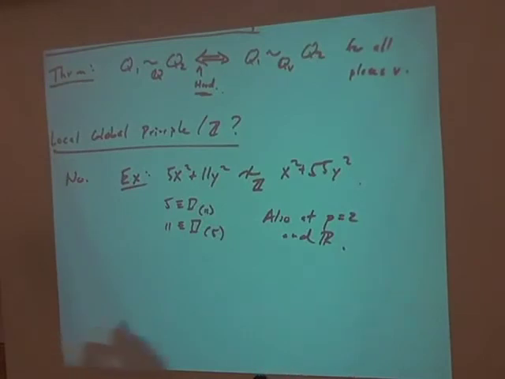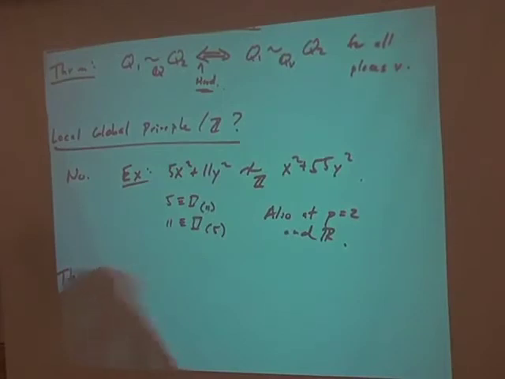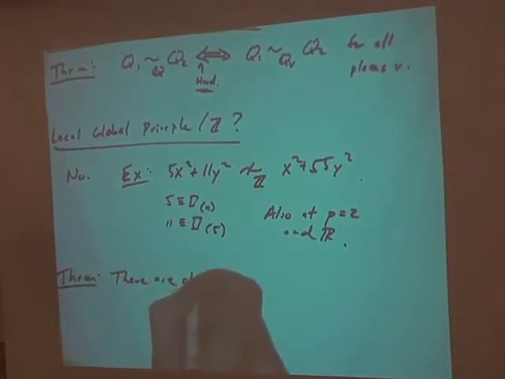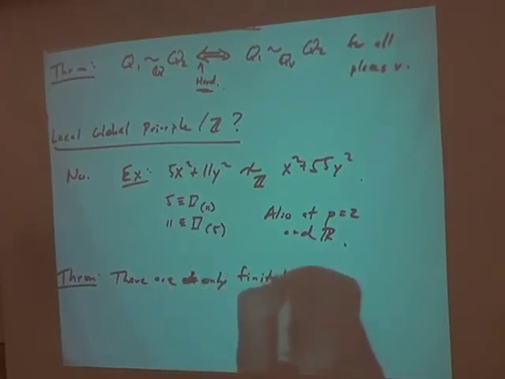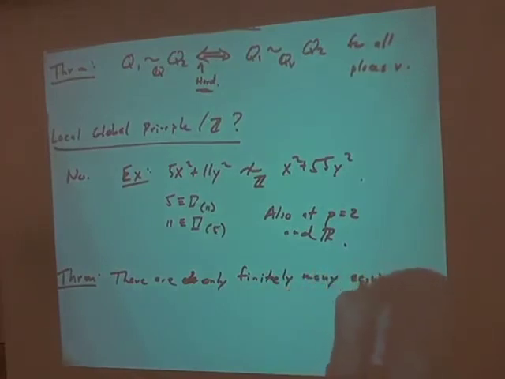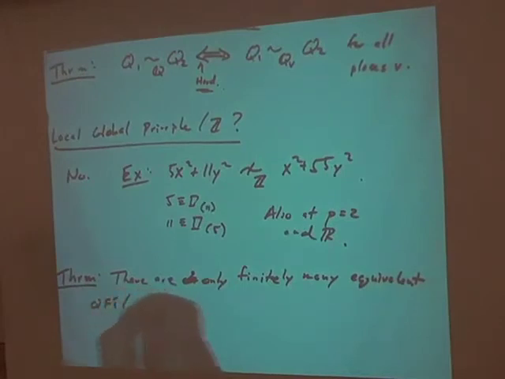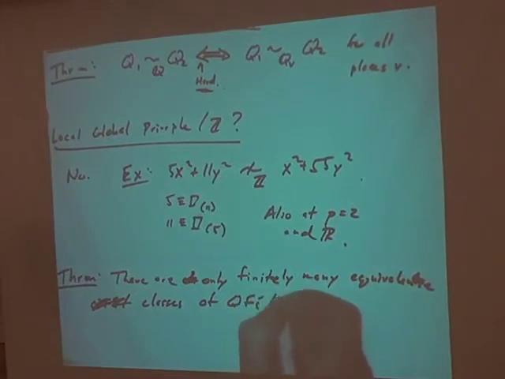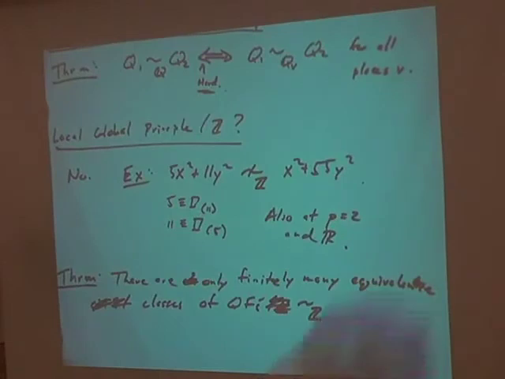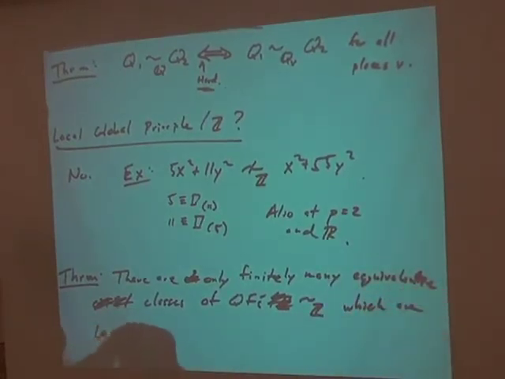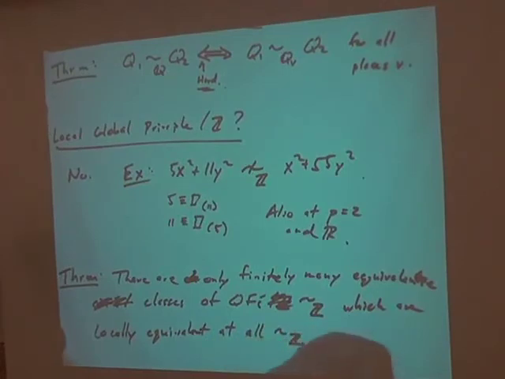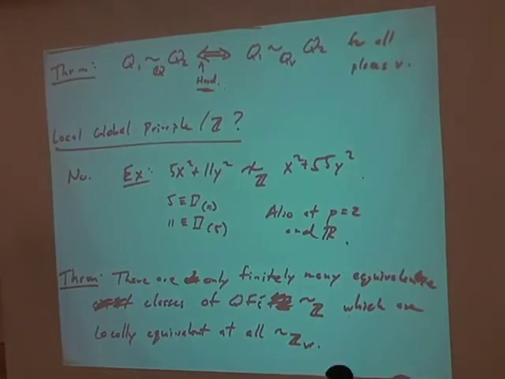Because you want to use local information to assemble information about the integers, but there's a theorem that says that there are only finitely many equivalence classes of quadratic forms over Z, so meaning that I have equivalence over Z, which are locally equivalent at all Z_v. So this means that if I look locally at a quadratic form, I may not be able to distinguish between at most finitely many classes of forms over Z. Okay? And so that's not so bad, although a finite number can be a large number.